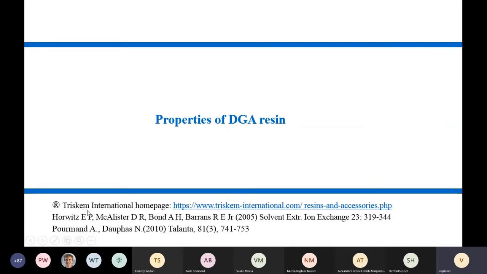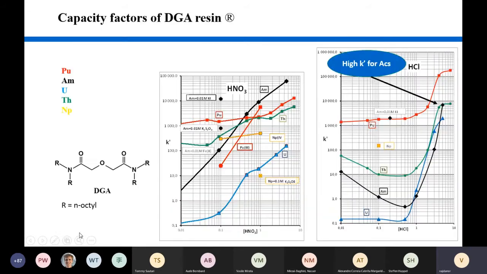What we are using is the product of Triskem, and it was originally invented by Horwitz as a resin, of course, and it was characterized by the group of Horwitz and many other people, including Pourmand. So DGA is a diglycolamide with octyl side chains. The resin that we are using is the non-branched DGA. And here you can see our color code for the actinides that I am using through the whole presentation. So plutonium is always red, americium is black, uranium blue, thorium green.